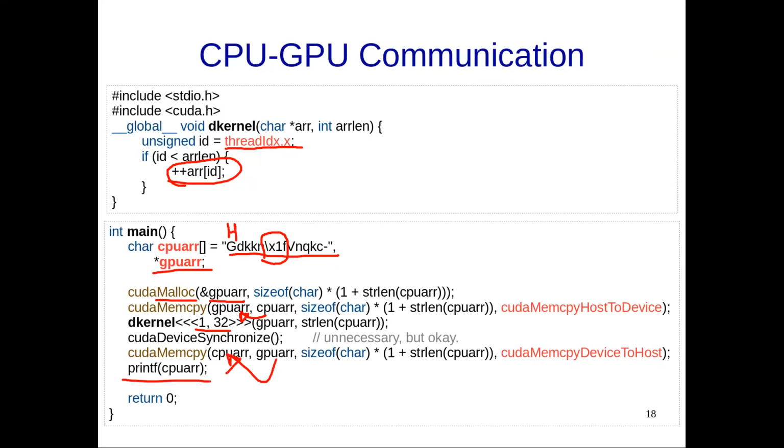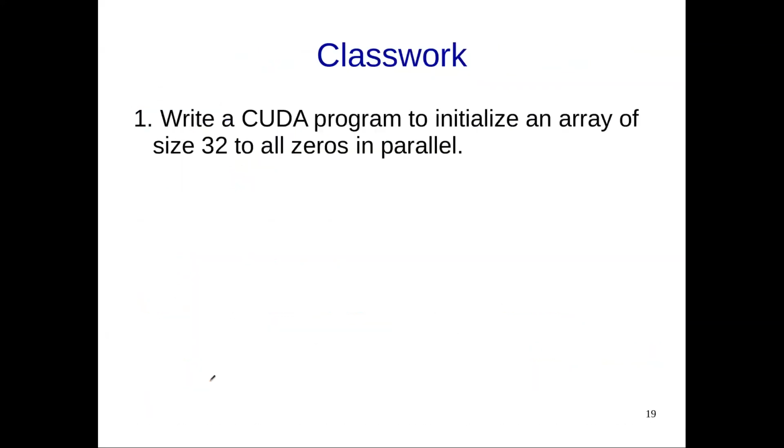All right, so we'll go ahead with this. I'll leave this as a homework exercise for you, where you can write a CUDA program to initialize an array of size 32, all zeros, in parallel. You will have to make use of CUDA malloc as well as threadIdx.x in this case.